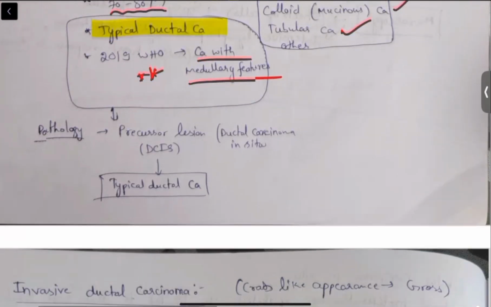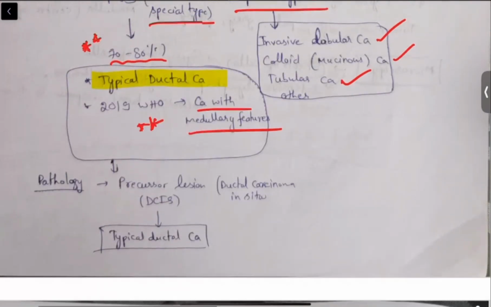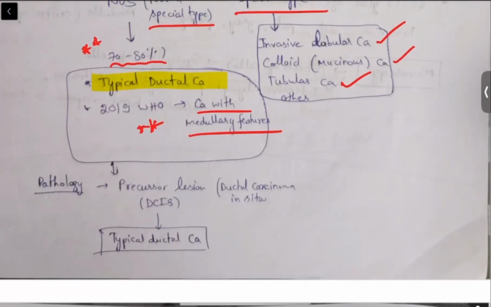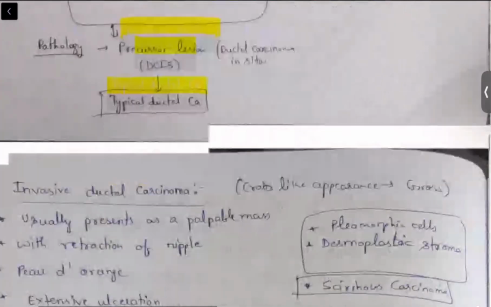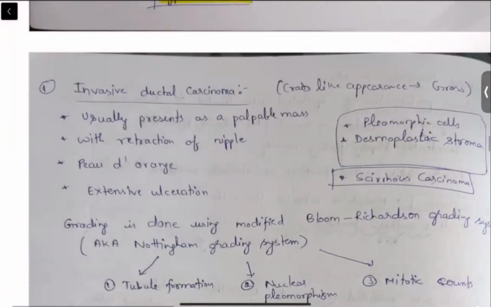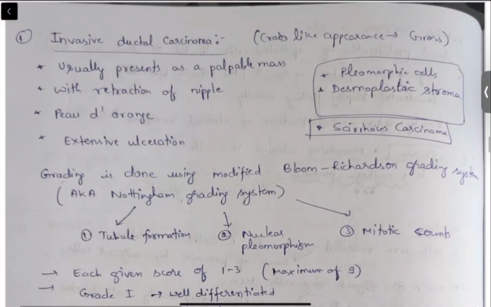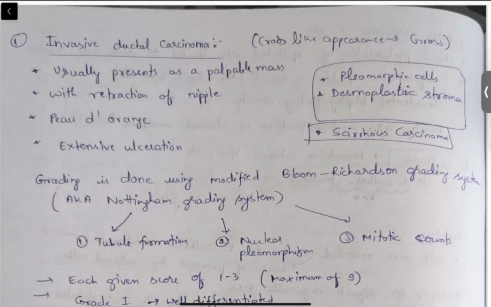So what is the pathology behind invasive cancer? Usually there will be a precursor lesion like ductal carcinoma in situ or lobular carcinoma in situ, which will eventually grow, invade the basement membrane, and become invasive, and hence lead to invasive cancer like typical ductal cancer. Coming to invasive ductal carcinoma, which is the most common type, on gross appearance it appears like a crab.